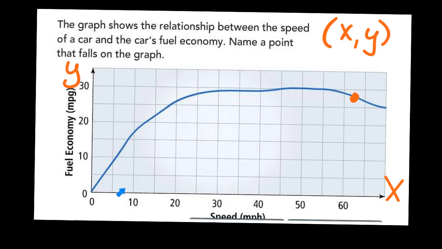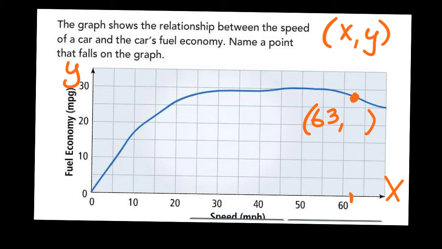Because it's 0, 5, 10, 15, 20, and so on. So therefore, the last grid line that it passed was 60. Well, I know that this next line must be 65. This point seems to be about halfway between 60 and 65, so I'm going to go ahead and call that 63. So the x value is about right there, and that's about 63.